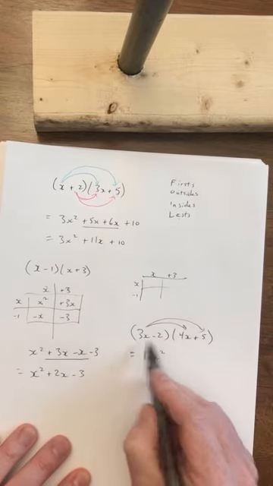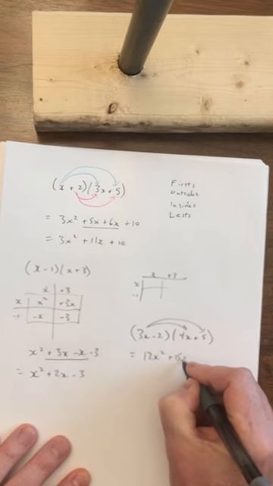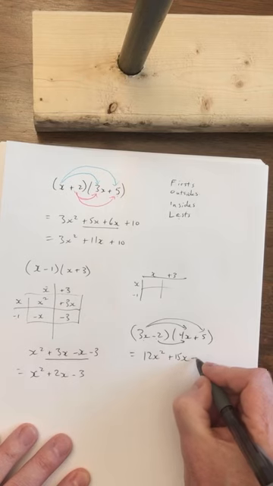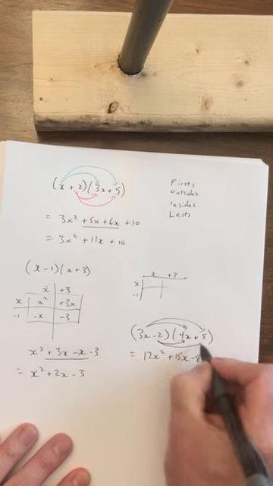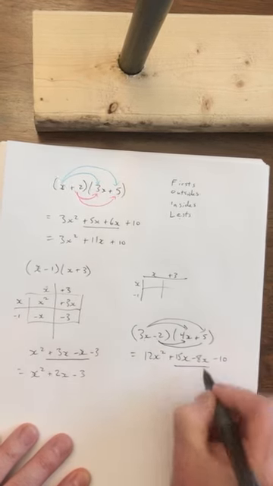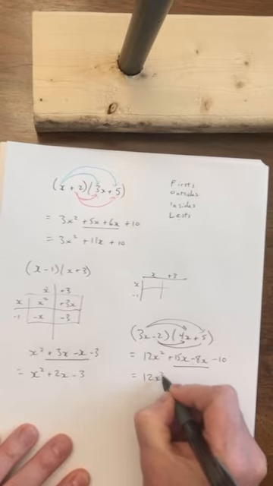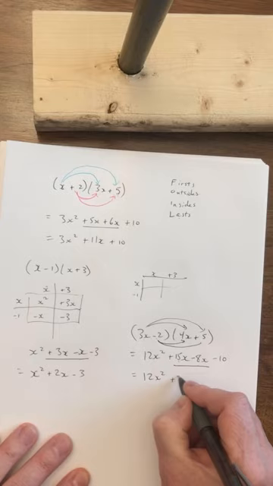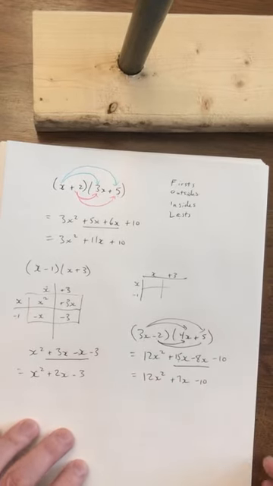Our outsides, 3x times 5 is plus 15x. Our insides, negative 2 times 4x is minus 8x. And minus 2 times 5 is minus 10. Stick those together in simplifying. 15 minus 8 is 7x, minus 10.